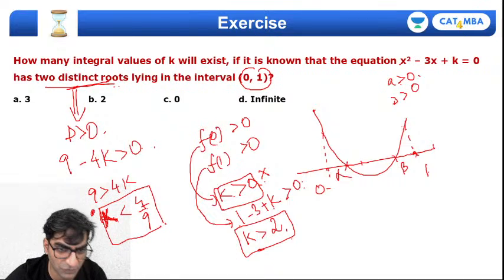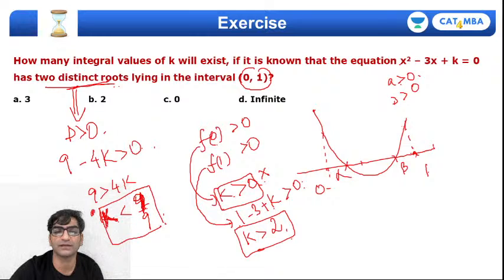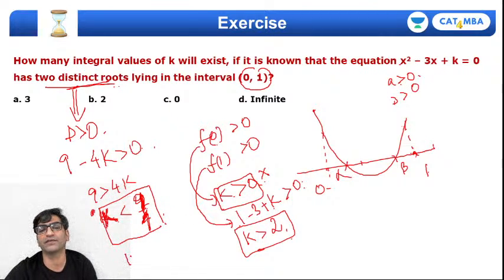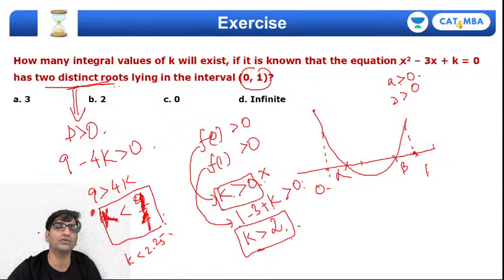So k greater than 2 is what we will retain, and we also have k less than 9 by 4, so not 4 by 9, this is 9 by 4, right? 9 by 4 मतलब 2.25, k less than 2.25 and k must be greater than 2, so between 2 and 2.25 is my range, right? And are there any integer values in that range from between 2 and 2.25? No, there is none, right? So your correct answer to this question is option C.